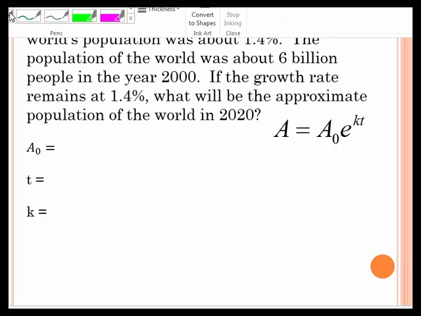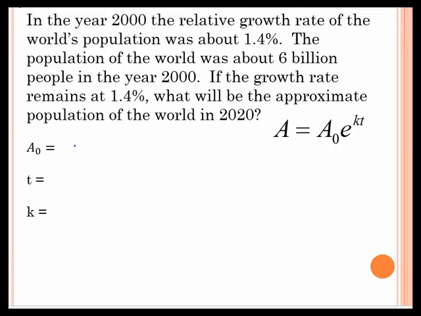So let's fill in the blanks on this. Our A naught is 6 billion. I'm just going to put a 6 there because we'll know our answer's in billion. The time, if it's 2000, the year we start, and we want to know the population in 2020, then 20 years has passed in that time. And K is 1.4%, but we don't want to put 1.4% in for K. We want to put in 0.014, similar to what we did last module when we were dealing with compounded interest.